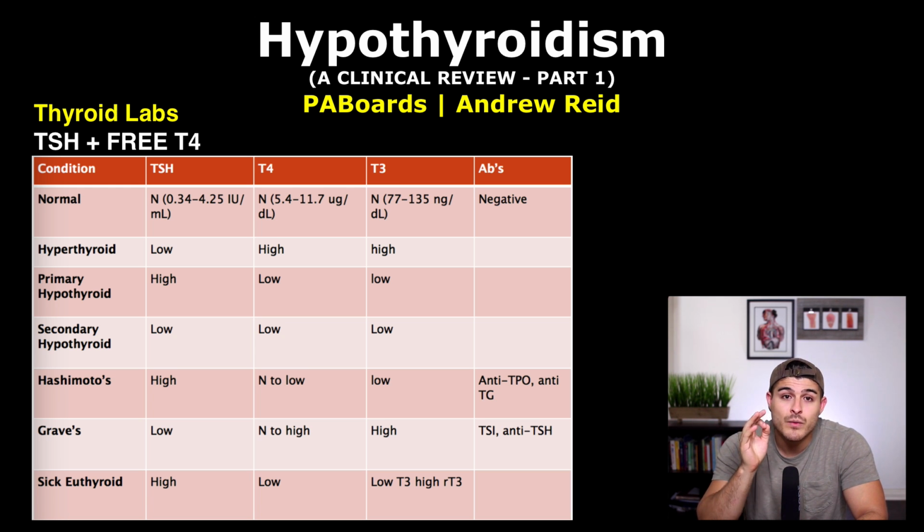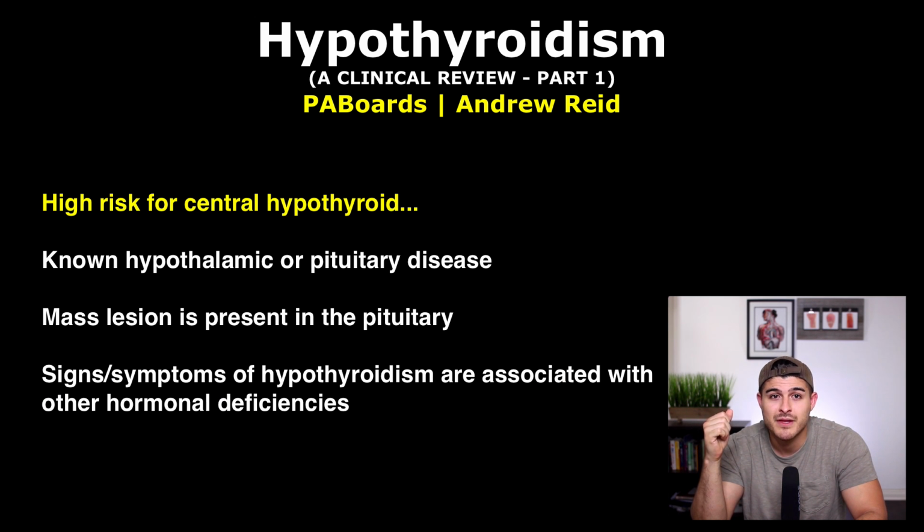But remember, we have to be careful because in central hypothyroidism, the patient can present with a normal TSH. So if you really suspect the patient has central hypothyroidism, but you have an initially normal TSH, you're going to repeat the TSH and you're going to get a free T4 measurement. So what are some things that might clue you in to central hypothyroidism? Well, if the patient already has known hypothalamic disease, probably has it. If we have pituitary disease, there's probably justification. If we have a mass lesion present in the pituitary gland, and/or if we have symptoms and signs that are associated with other hormonal deficiencies, we have to think that the patient might be suffering from central hypothyroidism.